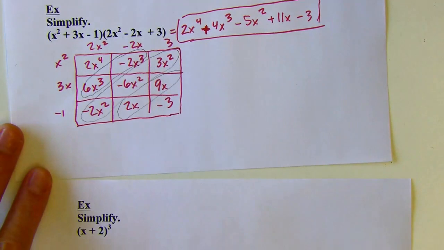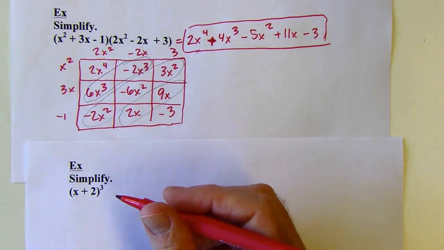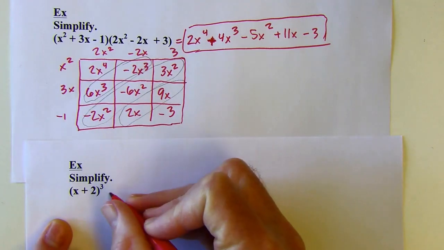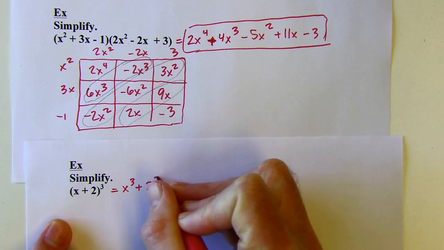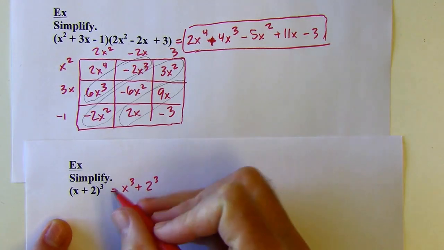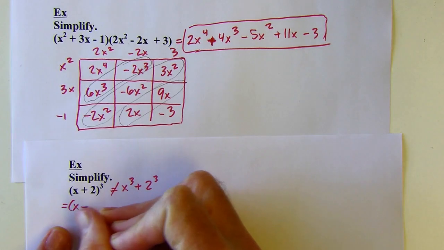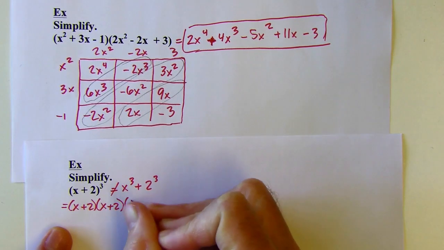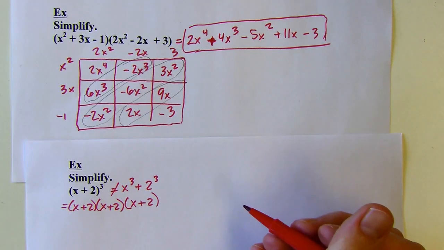So, next problem. Very common mistake that people make when they have a binomial that they're raising to a power. They'll just say, oh, this is x to the third plus 2 to the third, so that would be x to the third plus 8. But this is incorrect because this is x plus 2 times x plus 2 times x plus 2. So you can't just cube the front and back. It's going to take a lot more work than that.